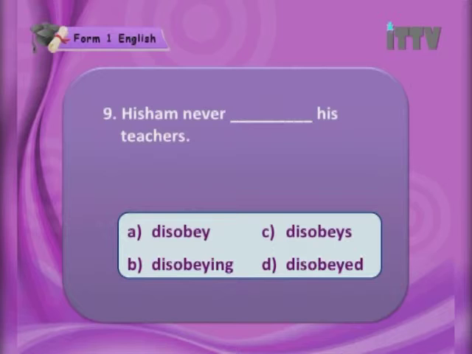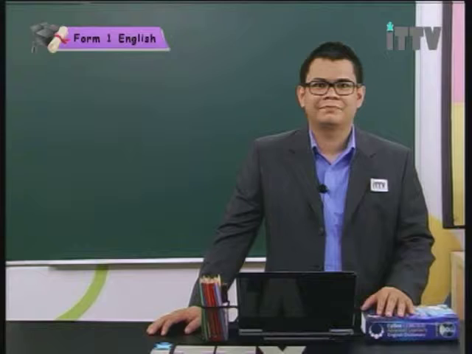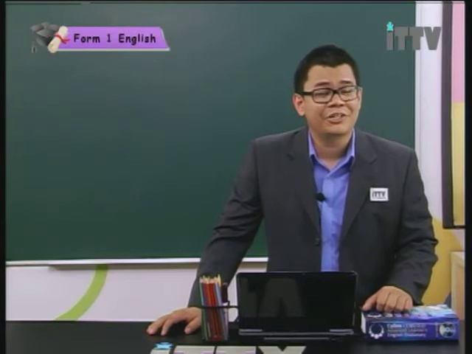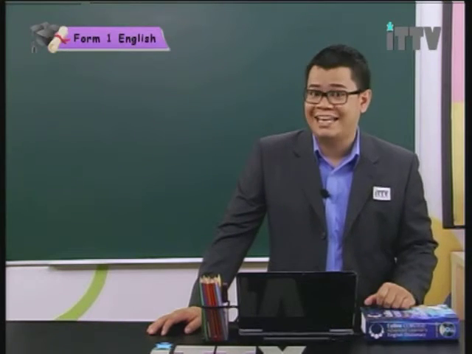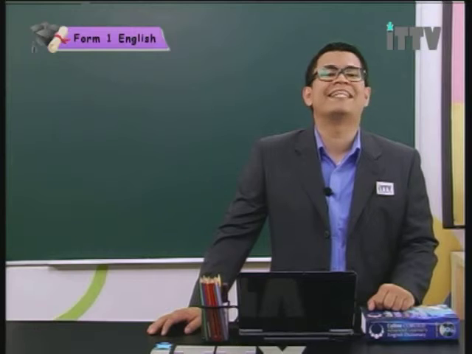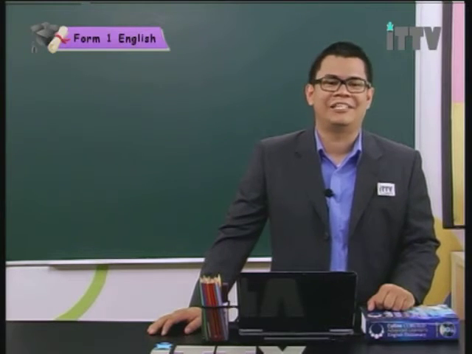Let's take a look at the answer for question 9. Hisham never disobeys his teacher. So the answer is C, disobeys. Now, how many people is Hisham? That's correct. It's only one person, so we need that S. So Hisham never disobeys his teachers.